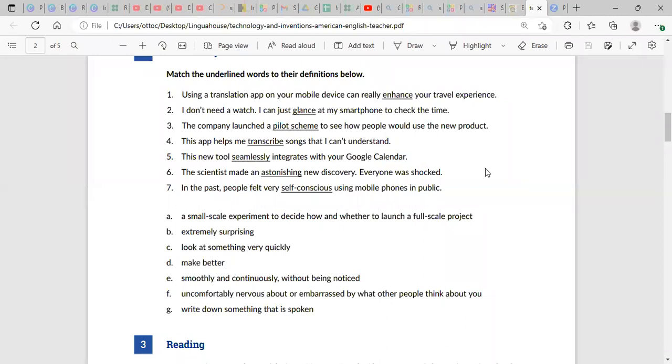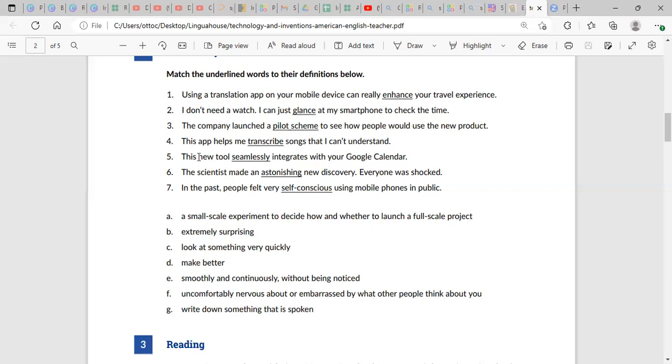Okay, now number 4, Jose Anibal, can you help me with number 4? This app helps me transcribe songs that I can understand. Okay. Let me see. Which one? Letter G. Okay, please read letter G. Write down something that is spoken. Exactly. Very good. Okay, excellent. All right, that is transcribe. Write down something that is spoken. Very good. Excellent.